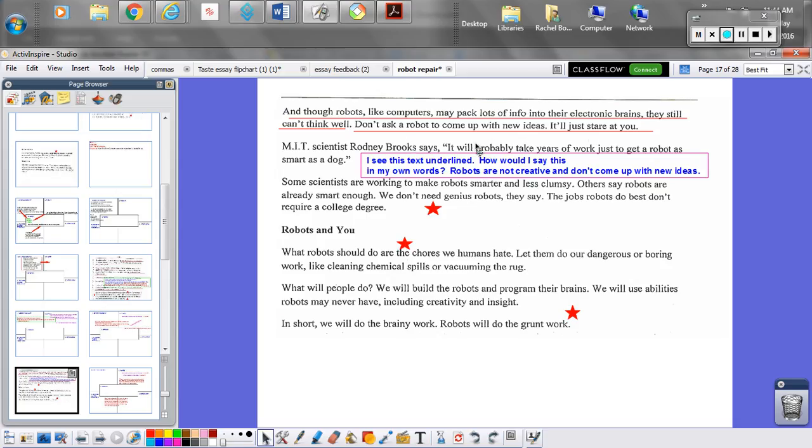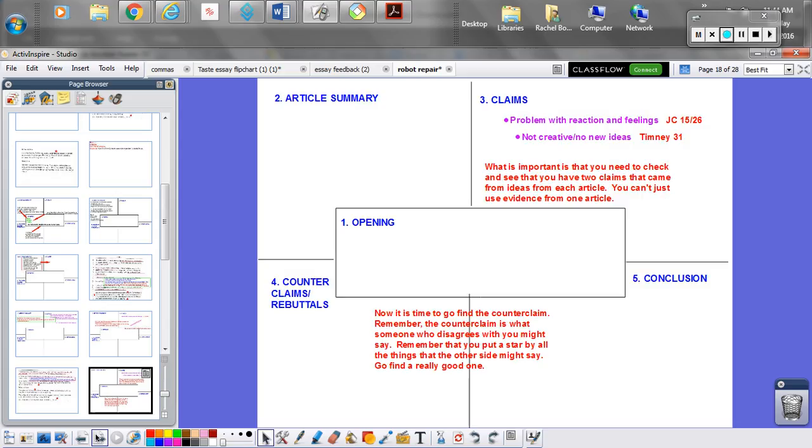I see this underlined, and I have to think, how would I say this in my own words? How about robots are not creative and don't come up with new ideas? So I'm going to take this and I'm going to bullet point it and put it on my organizer. Not creative with no new ideas. I got this in the Timney article on line 31. Remember, what's important is that you need to check and see that you have 2 claims that came from ideas from each article. You can't just use evidence from one article.